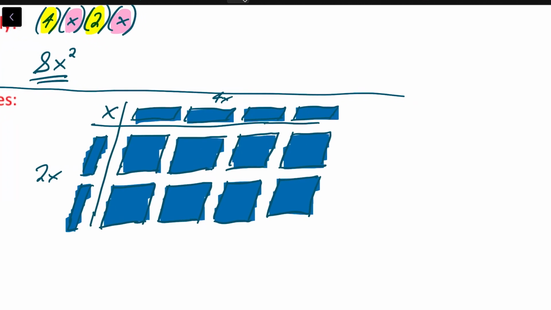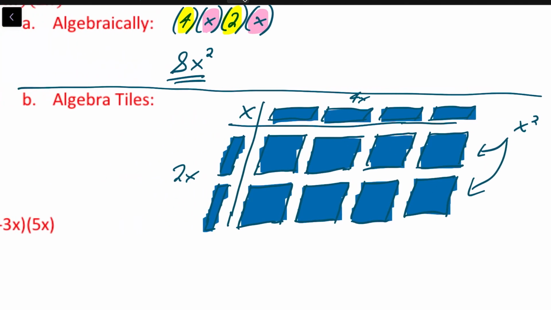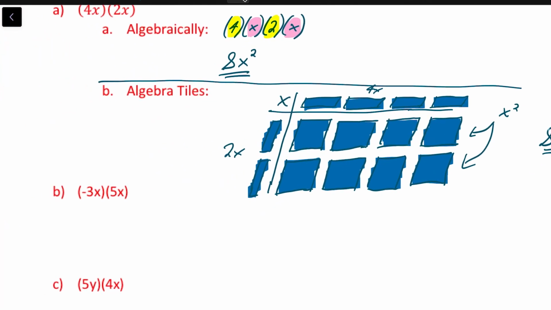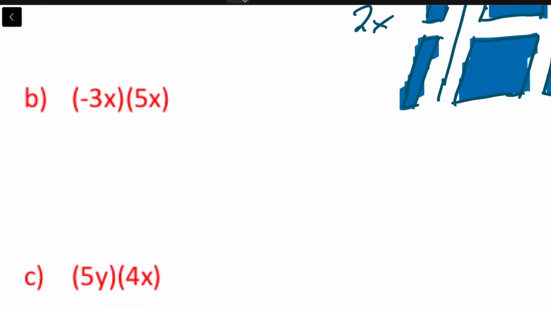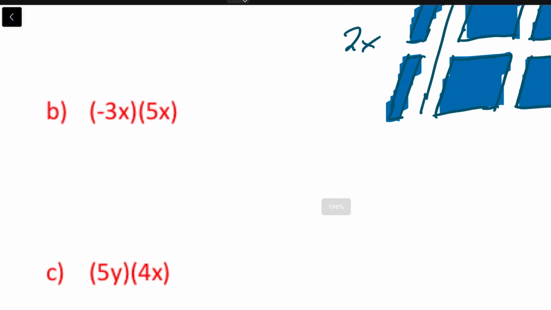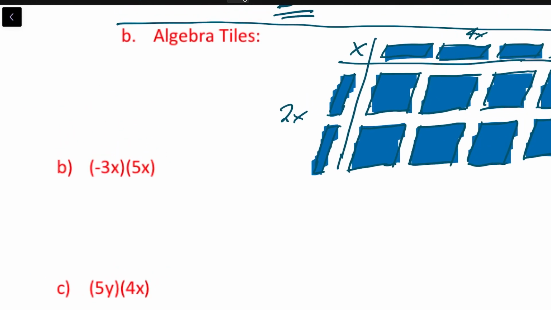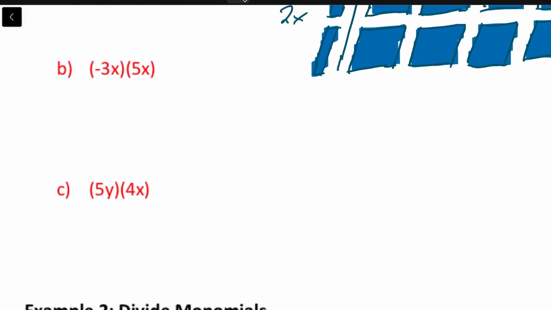And so here, each of these tiles is an x squared tile, right? Because they have a length of x and a width of x. And I have 8 of them, so that's 8x squared. Good? Just like I got when I solved the problem algebraically. These two, I'm just going to do algebraically. I don't want to do the tiles anymore. You can go and watch me do tiles just by starting the video over if you'd like, but I'm done with tiles for now.